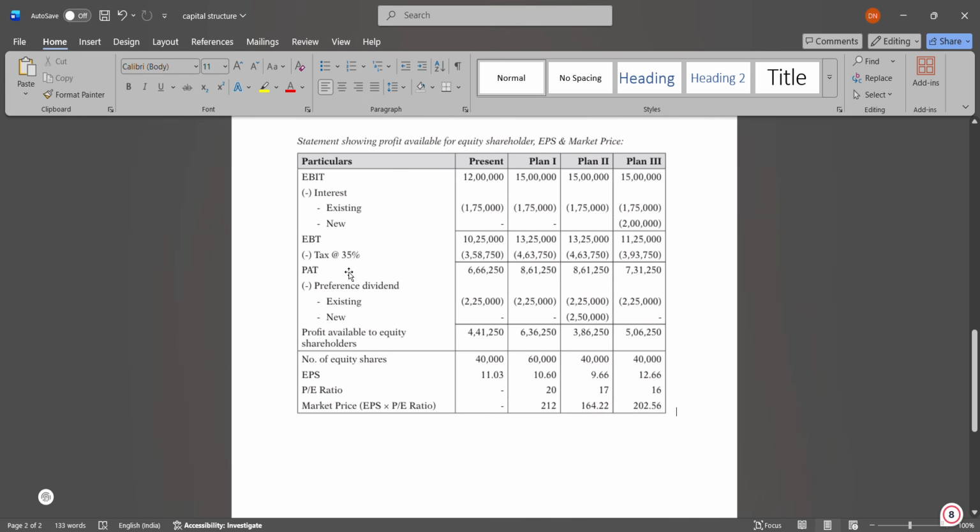So after tax deduction, we get a new value which is called profit after tax. So the amount comes to 6,66,250, 8,61,250, 8,61,250 and 7,31,250. Now, the format of capital structure is earning before interest and tax minus interest.